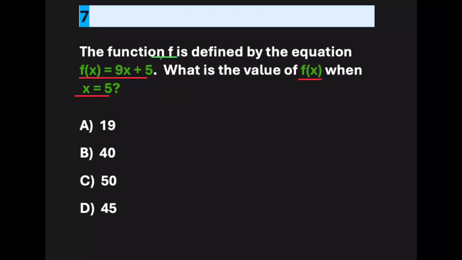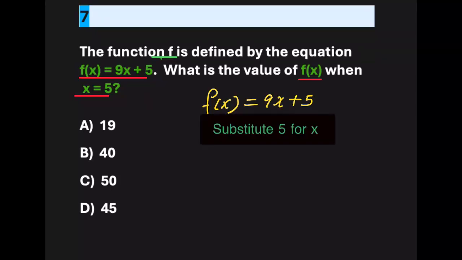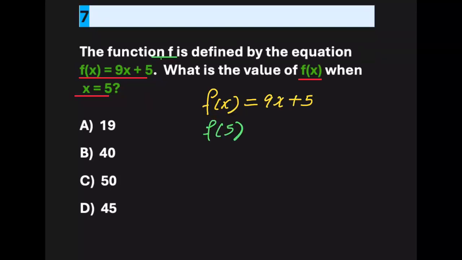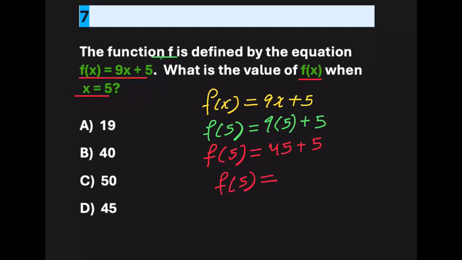So let's take the equation. We have f of x equal 9x plus 5. When x is 5, we substitute 5 for x. We have f of 5 is equal to 9 times 5 plus 5. So f of 5 is equal to 9 times 5, which is 45, plus 5. f of 5 is equal to 50. And the answer is right here.